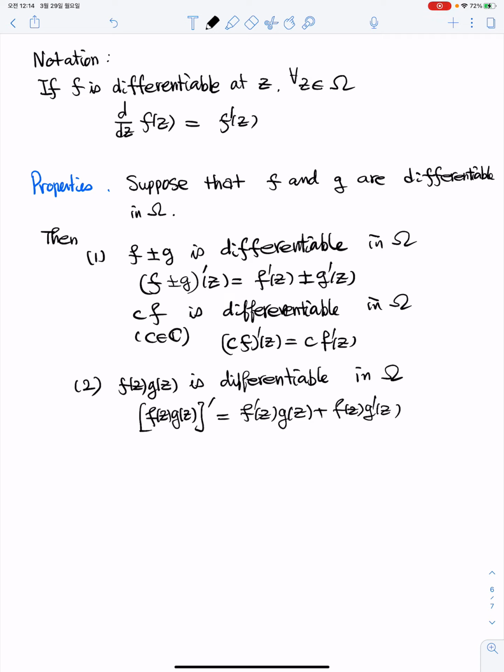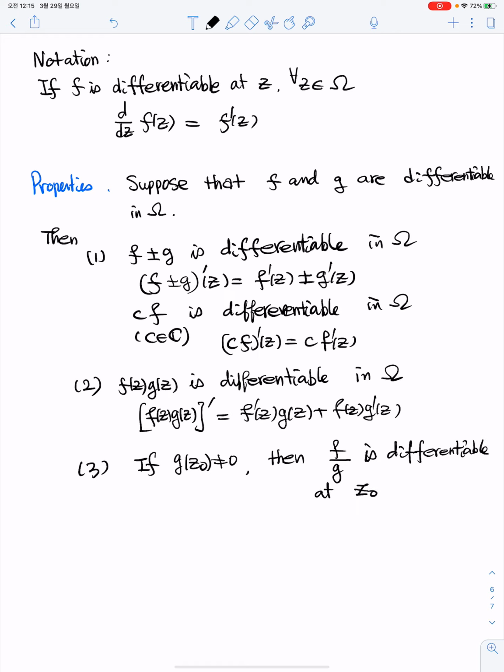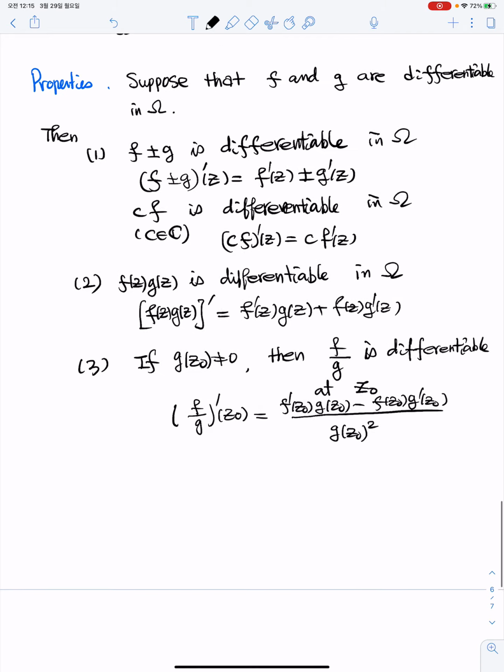And then number 3. If g of z0 is non-zero, in that case f over g is differentiable at z0, and the derivative of f over g at z0 is given by the same formula you learned in calculus: f prime z0 times g z0 minus f z0 times g prime z0, over g z0 squared. This is number 3.